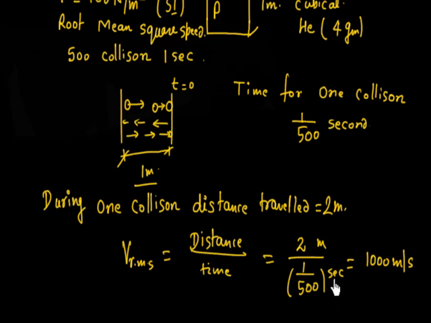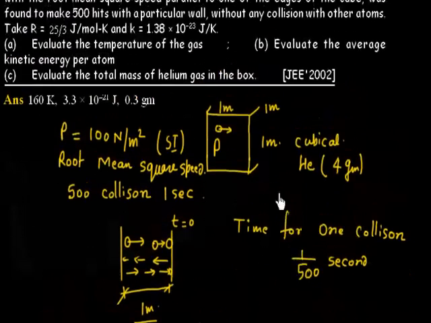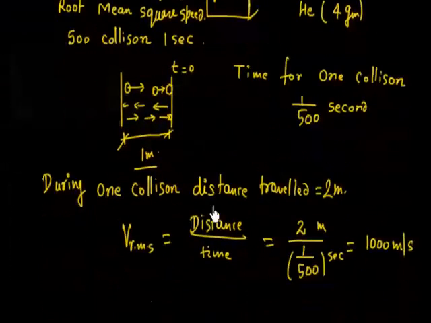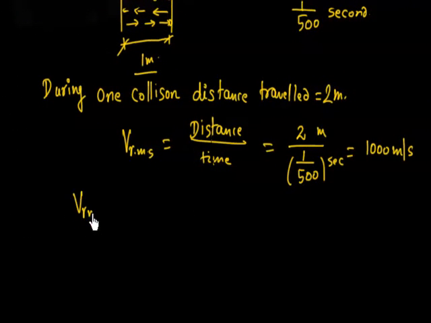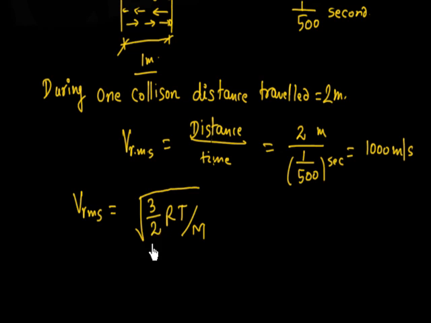Are you getting? Now the first part of the question says evaluate the temperature. So we have to calculate the temperature. If you remember, we have the expression for Vrms. Vrms is the square root of 3RT by M. There is no 2 here, did you remember? So this is simply 3RT by M.